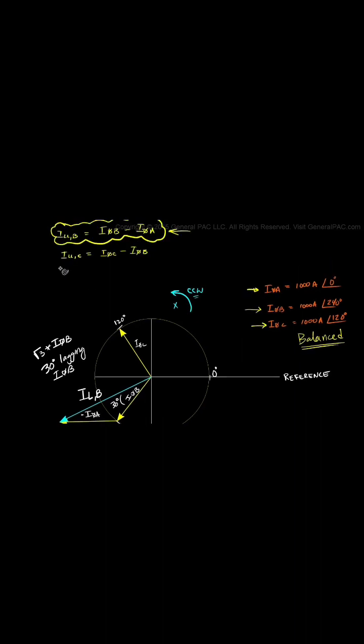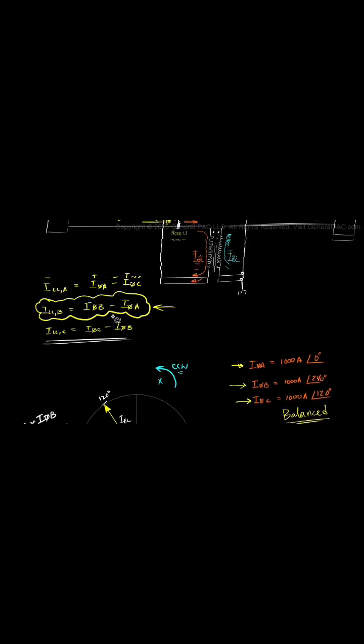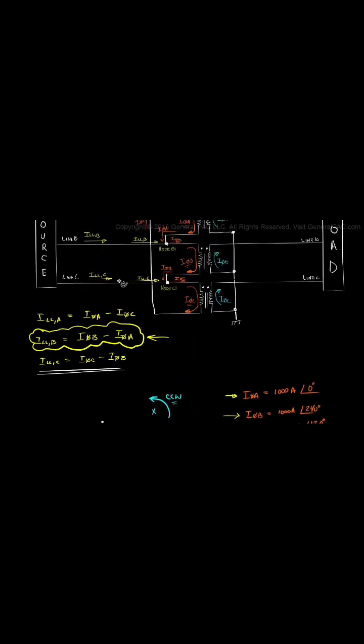Let's evaluate this equation very quickly. Our line current C, which is our current here, is equal to phase current C, which is current going into the phase C winding, minus phase current B, which is coming from winding B into node C1. So you see that? We're going to evaluate this particular equation now.